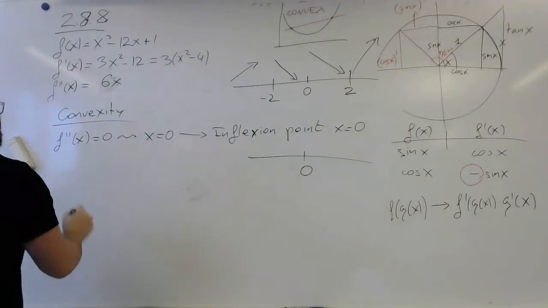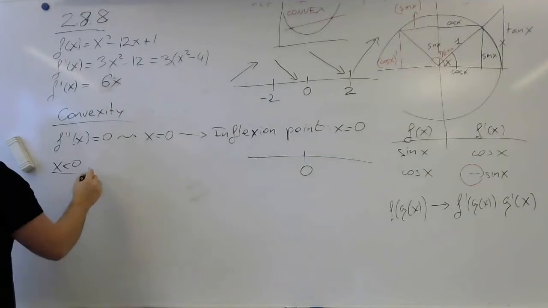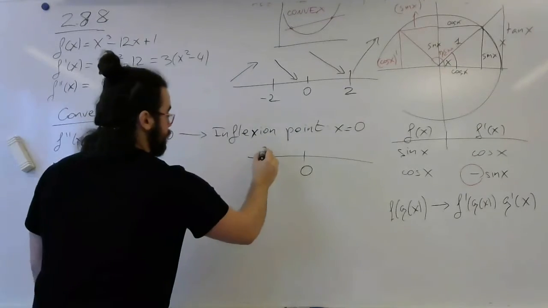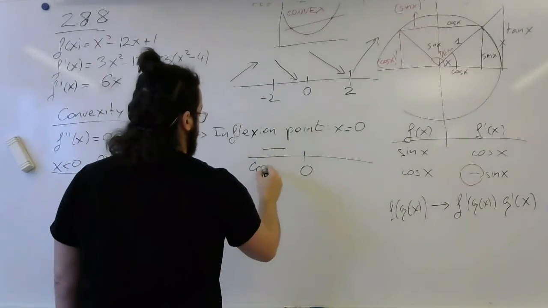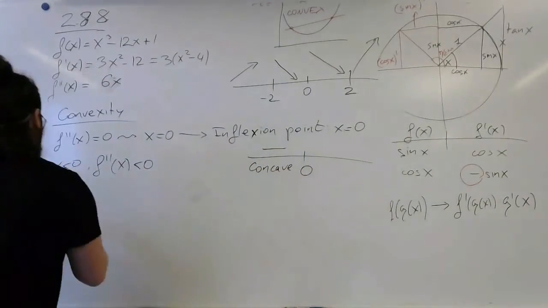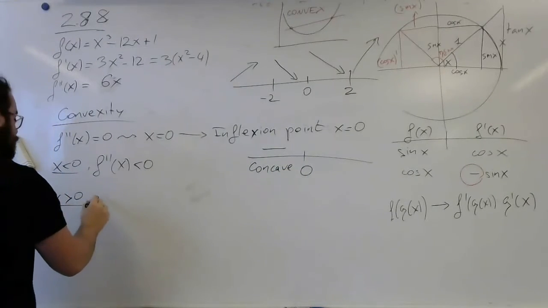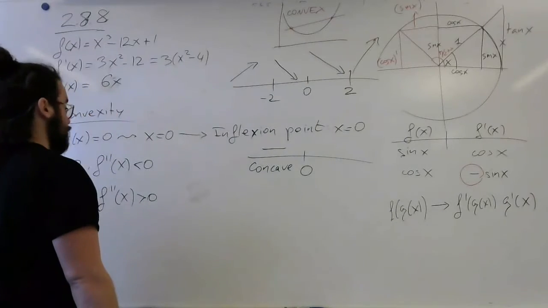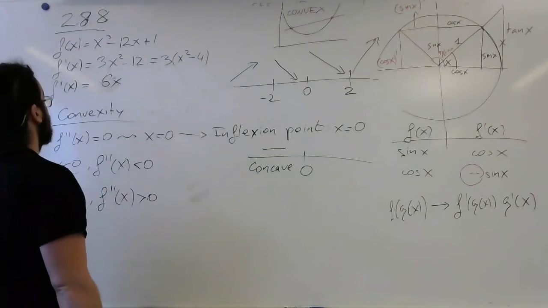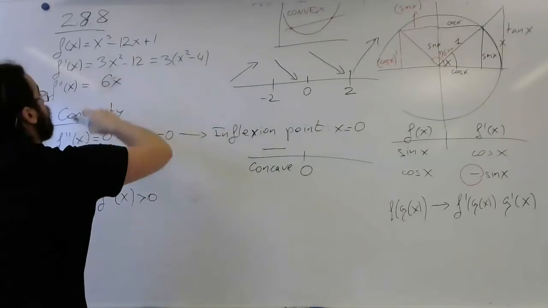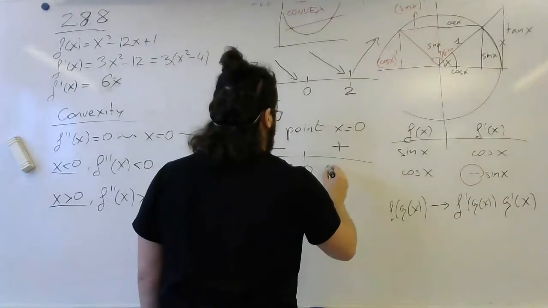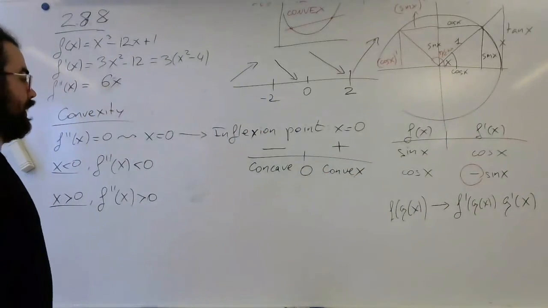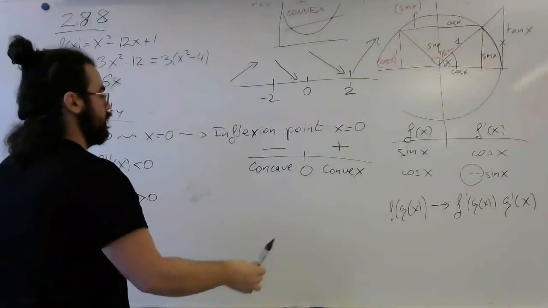Now, for the sign, if x is smaller than 0, then the second derivative is smaller than 0. So this part is concave. And if x is greater than 0, then f second of x is greater than 0. Good. So indeed, our inflection point is a point of change of concavity and convexity.